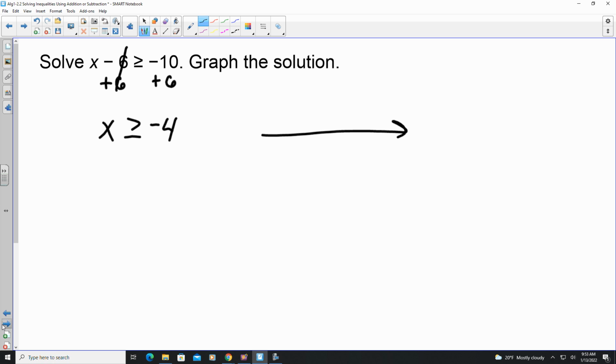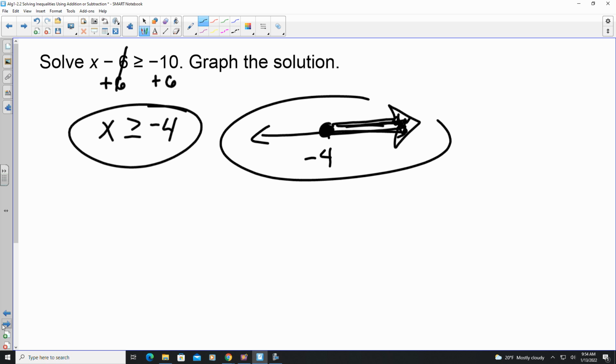So when I graph this, I put my negative 4 in the middle, open or closed. This is a closed circle situation, and my variable is on the left-hand side of the inequality, so I can look at my arrow. It's pointing towards the right, so my arrow shading is going to be going this way. So here's my solution, here's my graph.